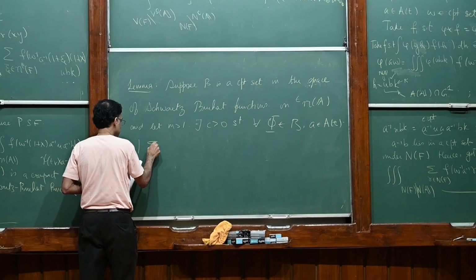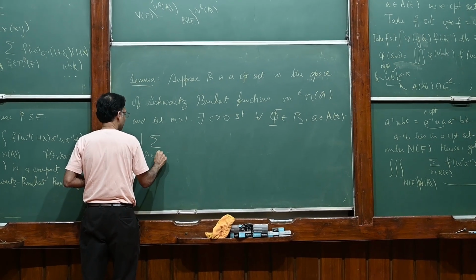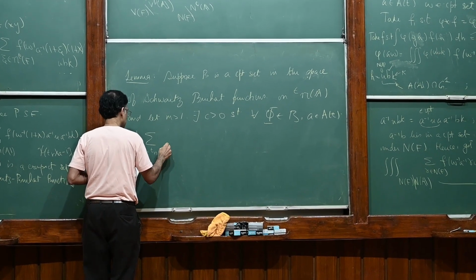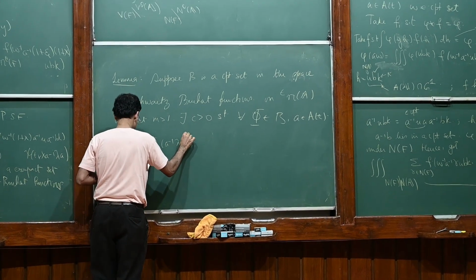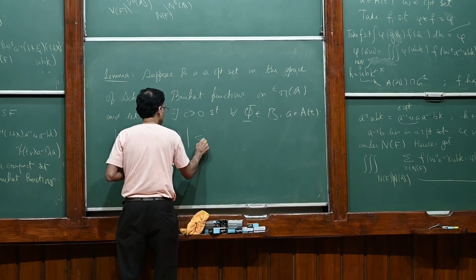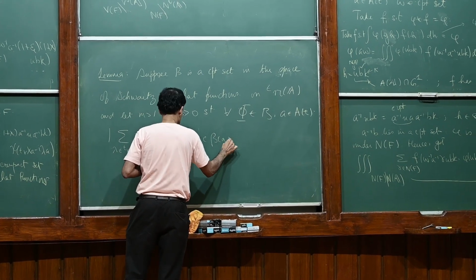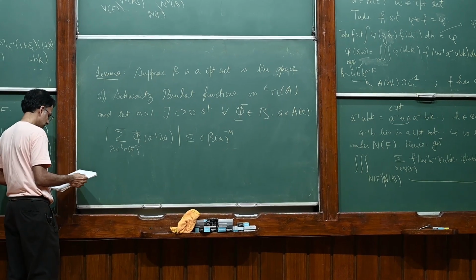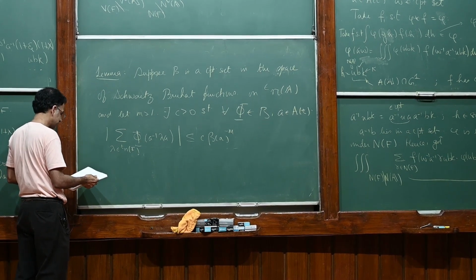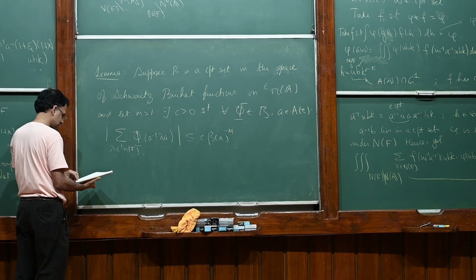I get a certain sum over lambda in transpose NF. That's what will be involved. The sum over lambda of phi of A inverse lambda A, in absolute value, is less than or equal to C times beta of A to the minus n. And this sum, of course, is taken over a certain set.